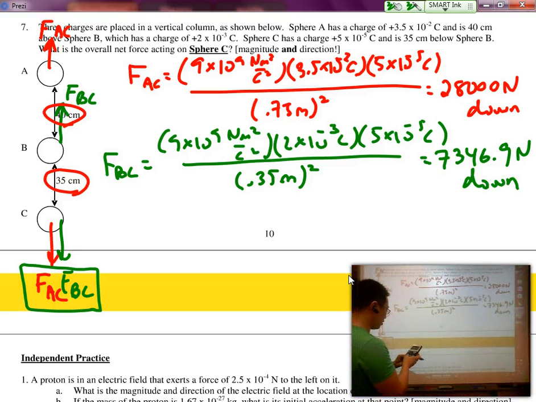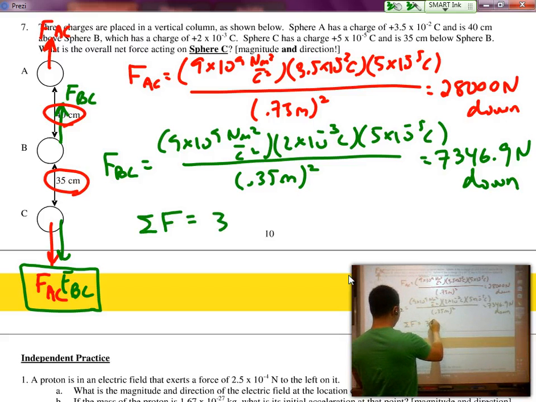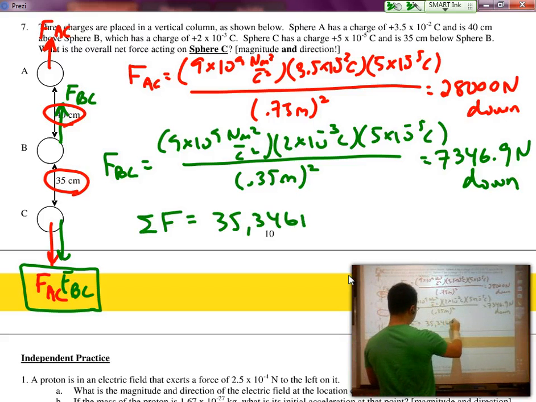So when you add the two of them together, you get a total force of 35,346 newtons downward.